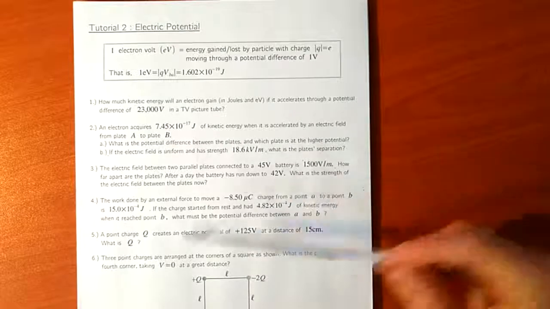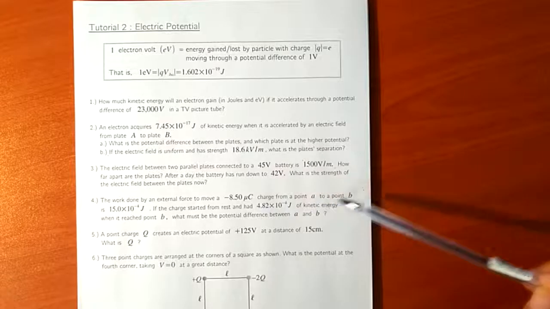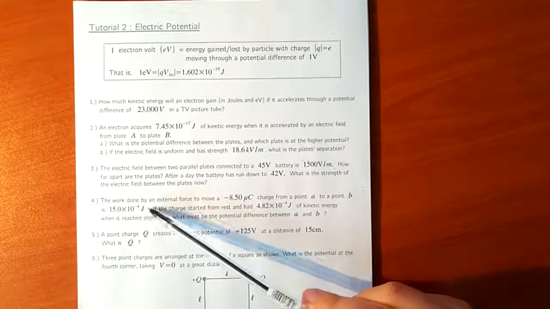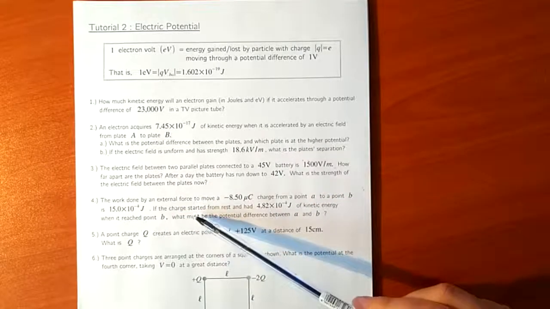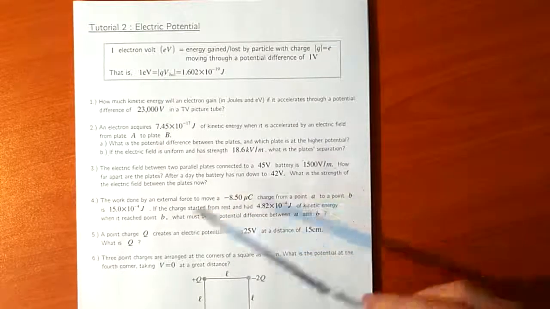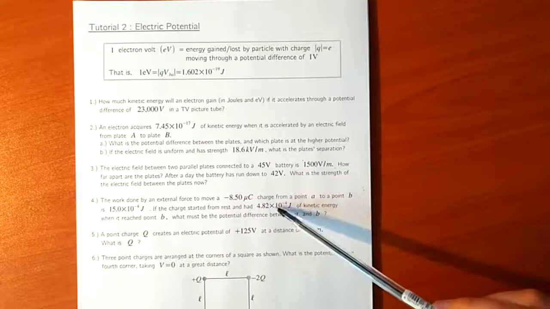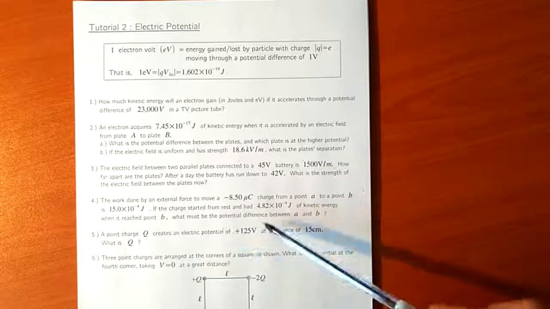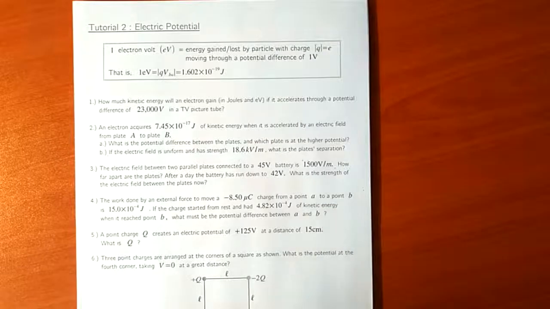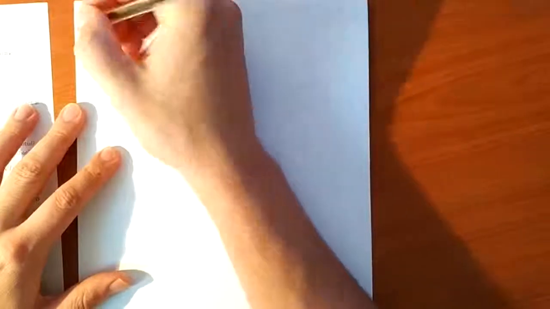Okay, question 4. The work done by an external force to move a negative charge from point A to point B is this many joules. If the charge started from rest and had this much kinetic energy when it reached point B, so in other words the change in kinetic energy is positive and equal to this value, what must be the potential difference between A and B?